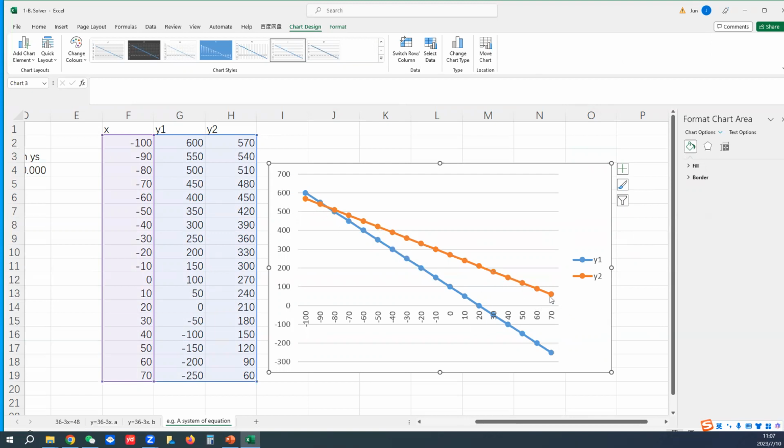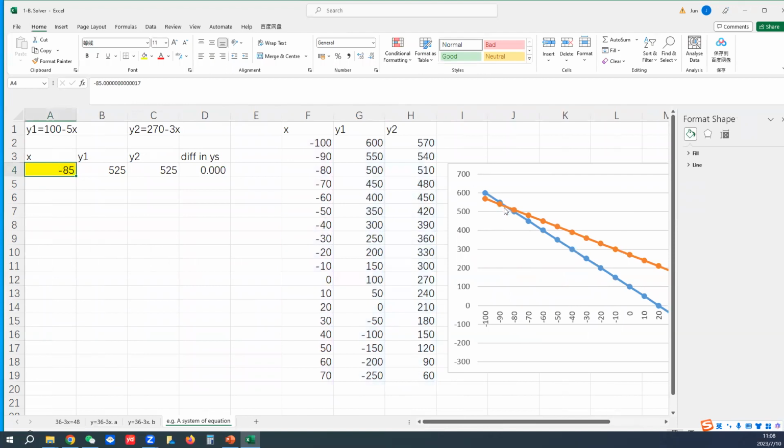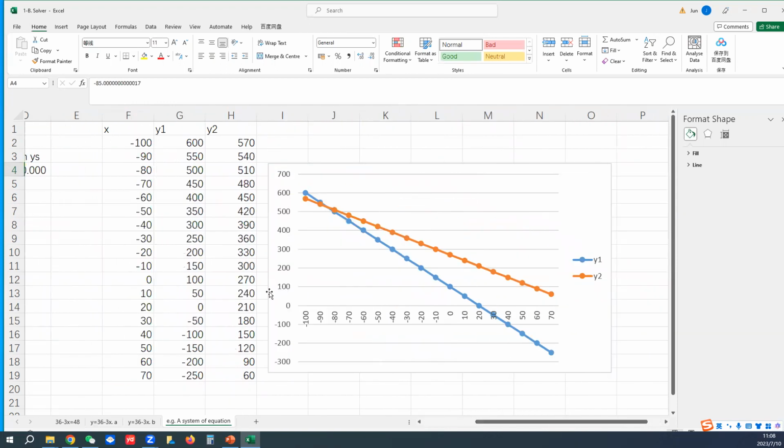So those are the intersects, the x-intercept or the root for each line. But now if we are looking at the intersection point of both, we're looking at the point where both lines cross each other, right? That's somewhere here. And we actually solved it. The result is minus 85, somewhere here, right in the middle between minus 80 and minus 90. So I'm using this to demonstrate. Also, I'm teaching you how to put multiple lines in one graph.